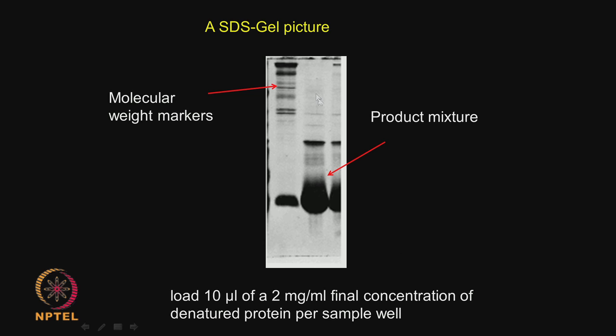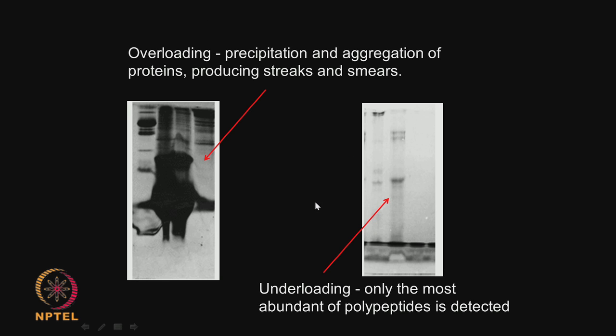Typically this is how it will look. You have the molecular weight markers here. We can buy standard molecular weight markers, and each marker will represent a certain molecular weight. Then we have the product mixture, we will load it here. Generally, you load about 10 microliters of about 2 mg per ml denatured protein per sample, and when you apply the voltage, after a certain time proteins will start traveling upwards, and each band will represent a molecular weight. From the molecular weight marker, we can read out what molecular weights of proteins I have in this mixture. But there are many issues.